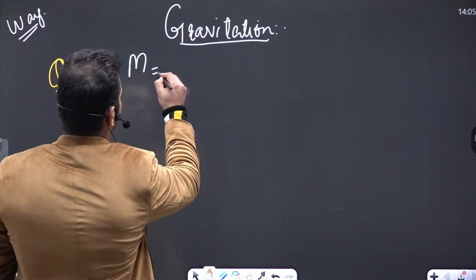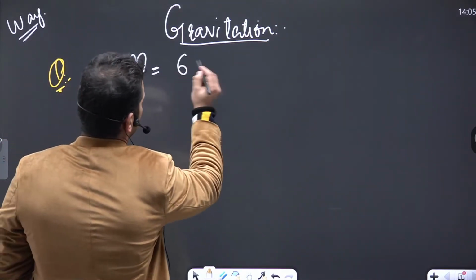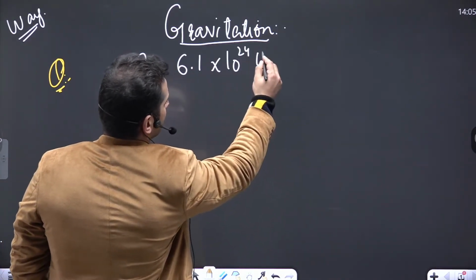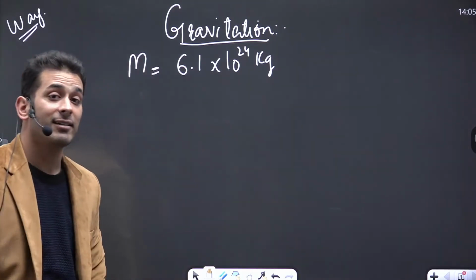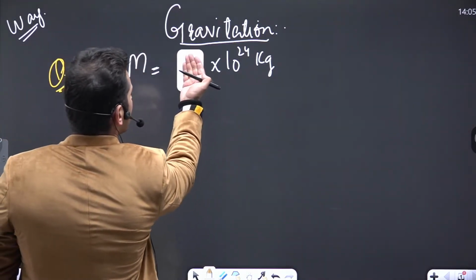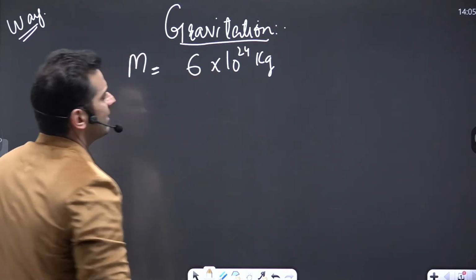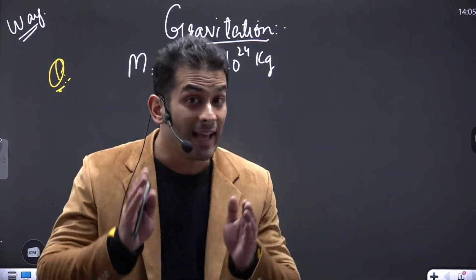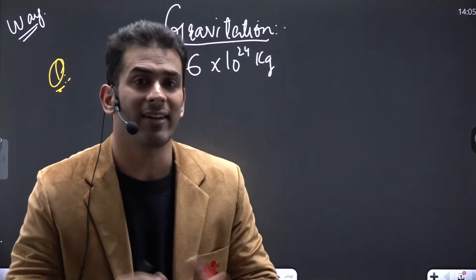6.1 into 10 raised to power 24 kgs. Right, beta? This is the mass of the earth. Okay, for the sake of calculation, take it as 6.6 into 10 raised to power 24 kgs. Can anybody among you guess what's the radius of the earth?